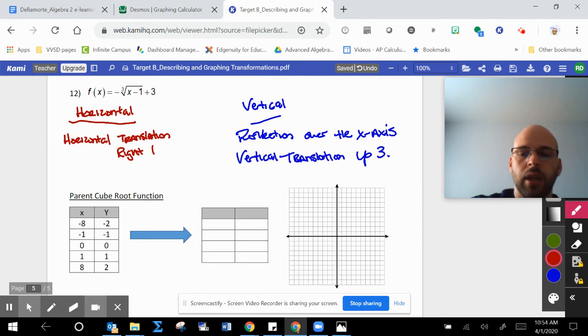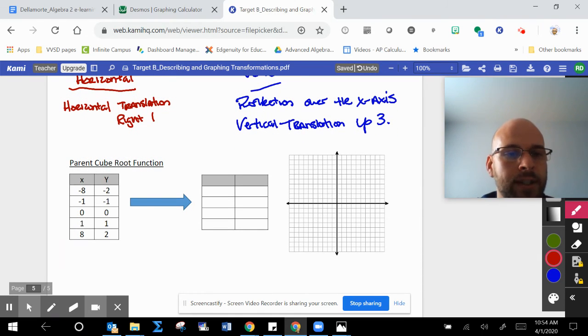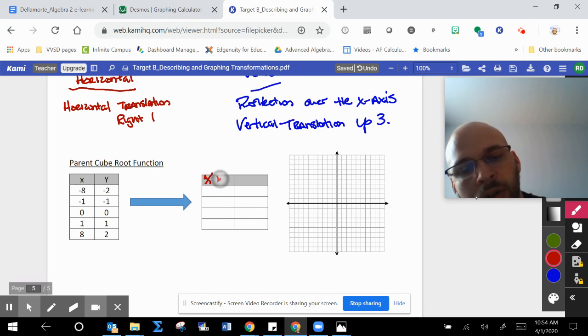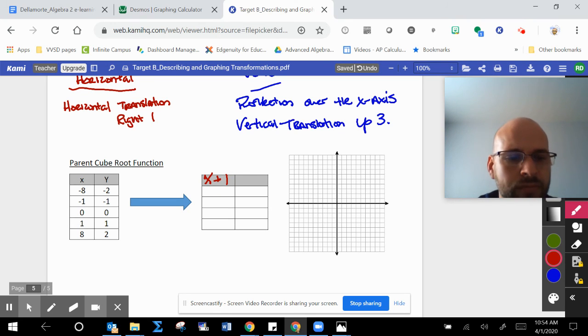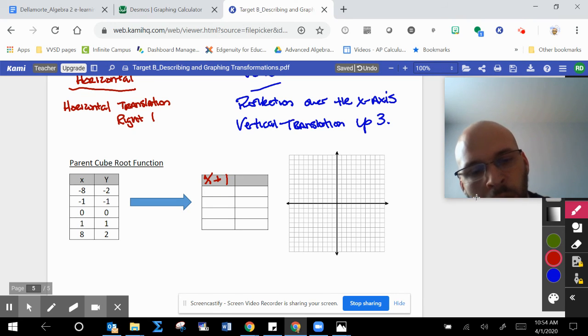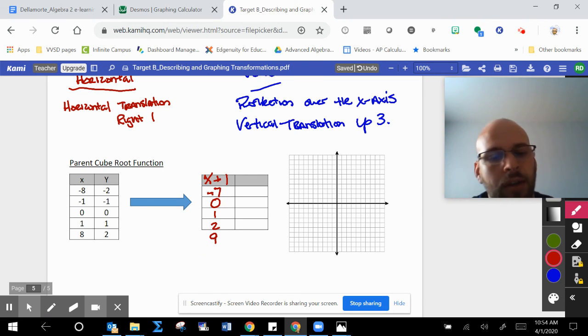So what I'm going to do is take all these x values and shift them to the right one. If I want to go to the right one, I'm going to add 1 to them. So instead of -8, if I add 1, that would now be -7. And then if I add 1 to the next x value, 0 plus 1 is 1. 1 plus 1 is 2. Oh, and it looks like I'm missing a row here. 8 plus 1 is 9. Okay, so that would give me all of my new x values.